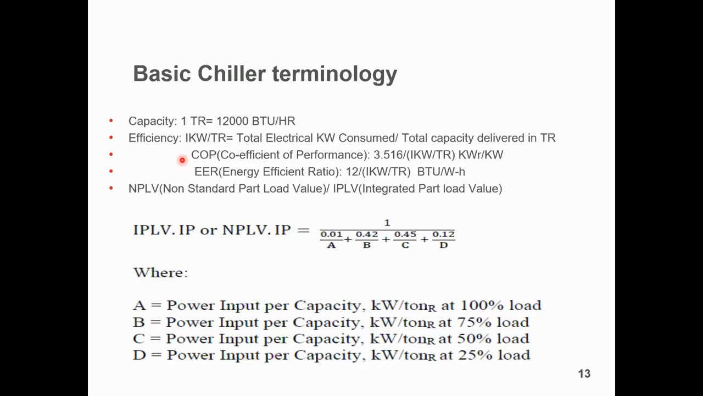So now you calculate the weighted average of these 4 parameters and you get the NPLV or IPLV. IPLV is calculated at an AHRI condition, whereas NPLV is calculated at a design condition. So this is basically the weighted average of the kilowatt efficiency of these 4 different tonnages.